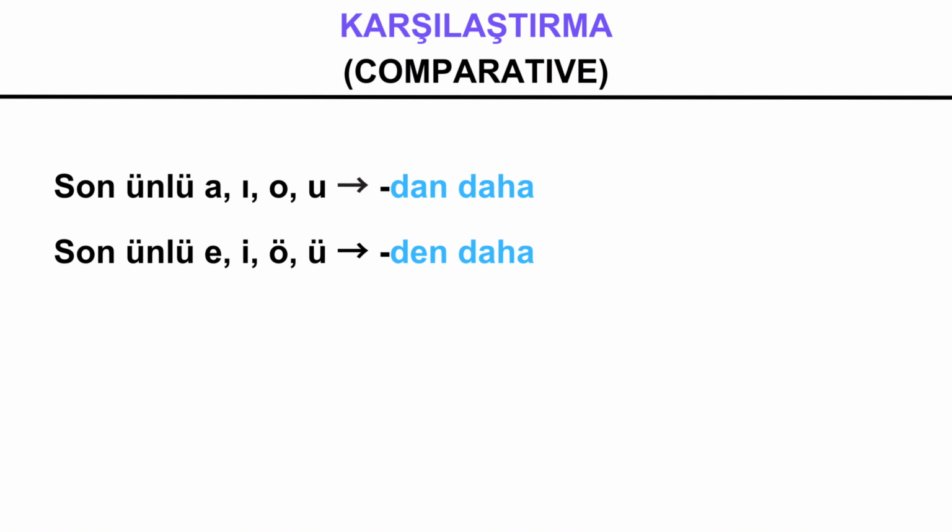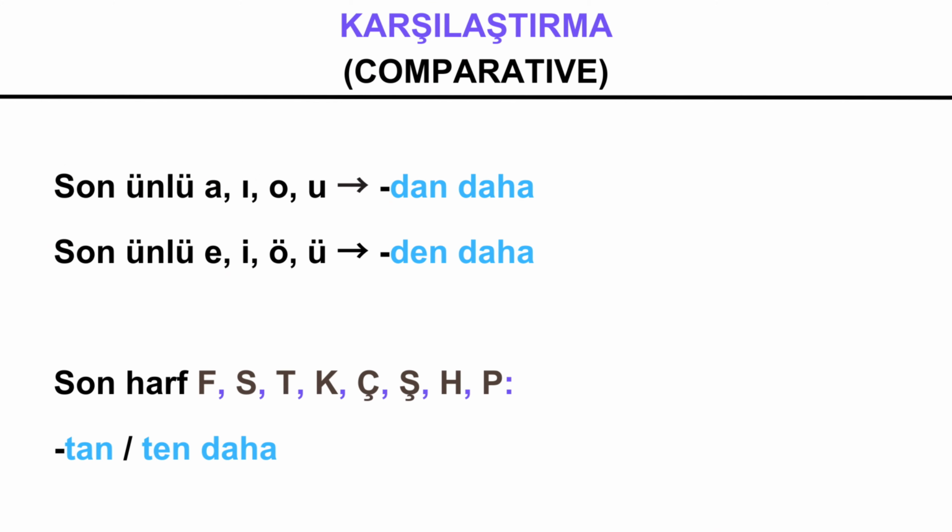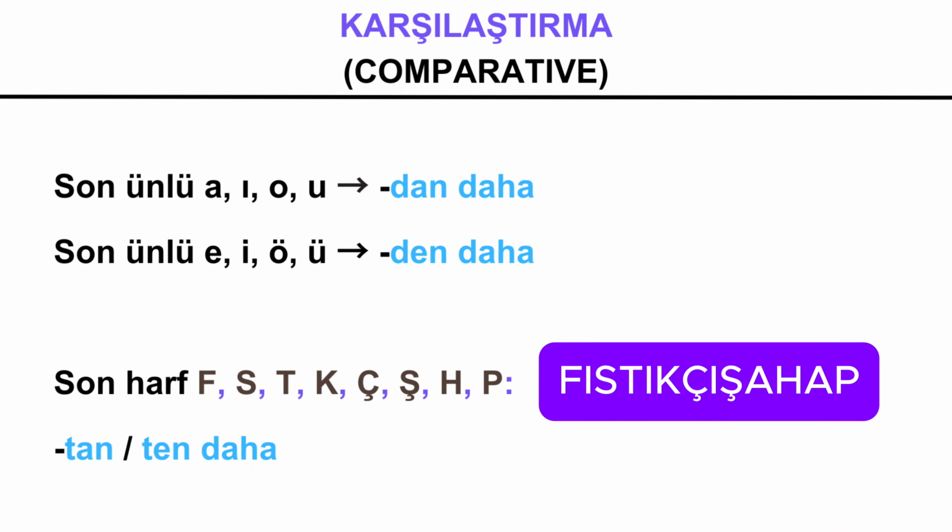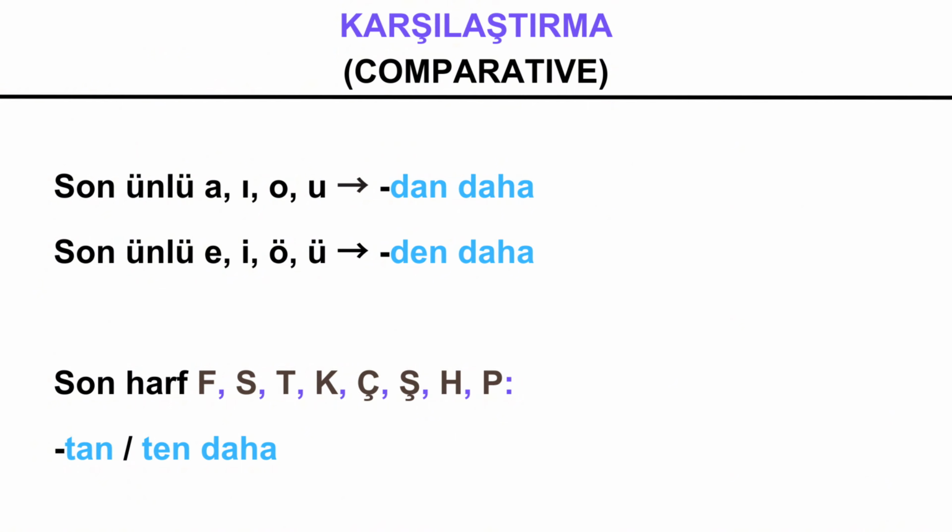So basically, we have a noun, and the last vowel of the noun is either a, ı, o, or u. Then we add dan, daha. If it is e, i, ö, or ü, we add den, daha. We also need to be conscious of the last letter for this grammar. So if it is either f, s, t, k, ç, ş, h, or p, remember the memory trick fıstıkçı Şahap, then d will turn to t, and our suffixes will be either tan, daha, or ten, daha.